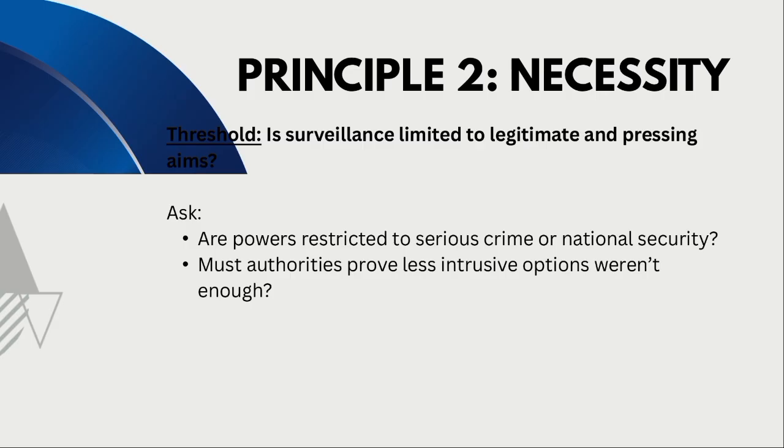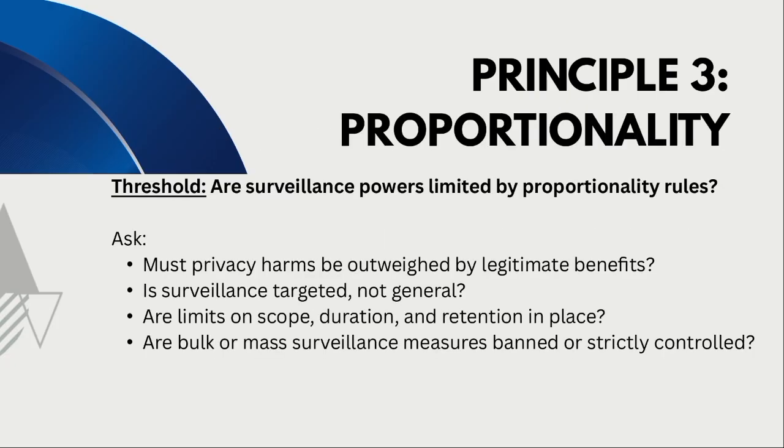The threshold here is: is surveillance limited to legitimate and pressing aims necessary in a democratic society or not? We need to ask here, are powers restricted to serious crime or national security? Must authorities prove that less intrusive options were not available? If the answer to these questions is no, then this violates the necessity principle. Next, we move on to the principle of proportionality.